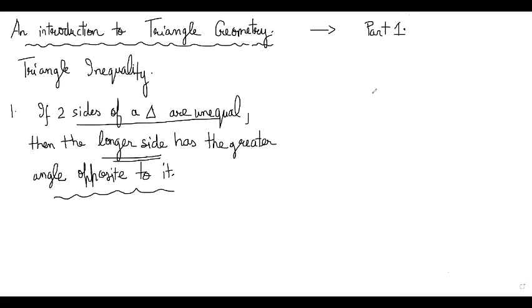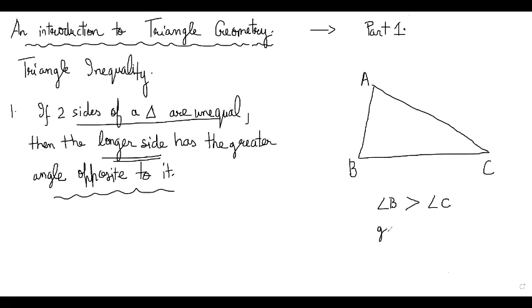How will we prove this? Let's say this is a triangle ABC, right? Obviously you can see that AB is smaller than AC. The theorem is saying that if AB is smaller than AC, then the longer side has the bigger angle opposite. So we have to prove that angle B is greater than angle C, given AB is less than AC, right?